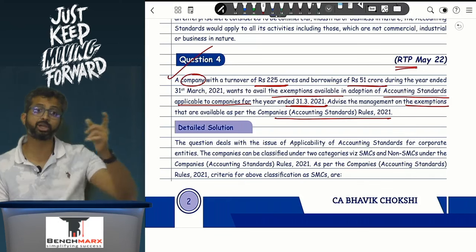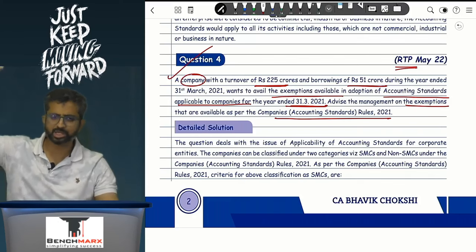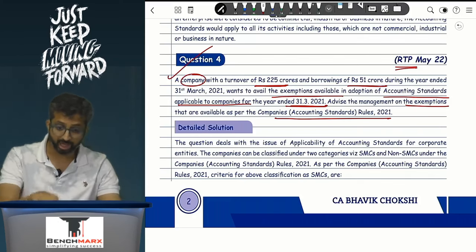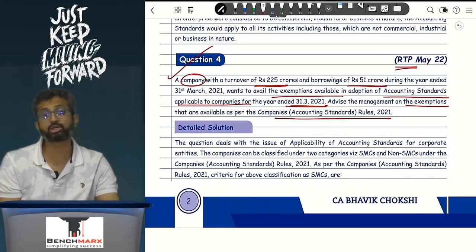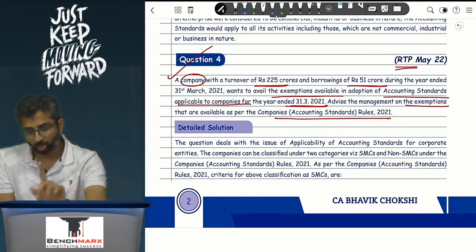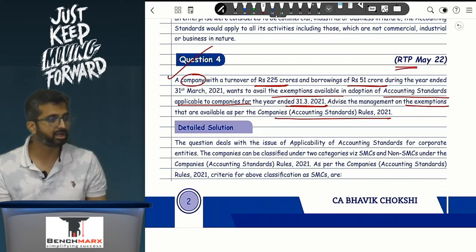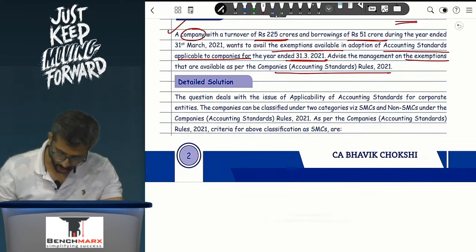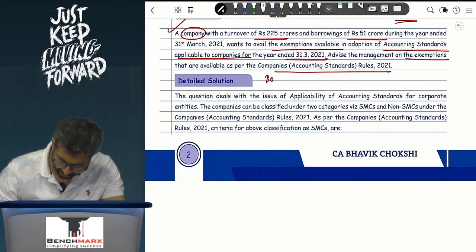So your theory will be similar to question 1. You will first say as per the company's accounting standard rules, SMCs are defined. You will mention everything. However, in the given case, your borrowings are greater than the limit of 50 crores and hence they are not an SMC. So turnover is less than 250, so be it. One of them. Borrowings are greater than 50 crores, which means they become a non-SMC. If they become a non-SMC, will they get any exemptions or relaxations? No. So over here, do you not need to read the detailed solution or summary will work? So over here, borrowings, that is 51 CR greater than 50 CR.